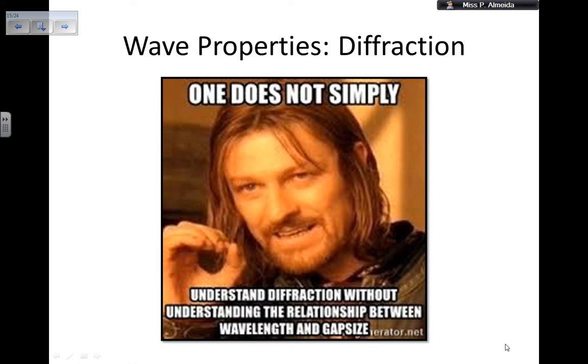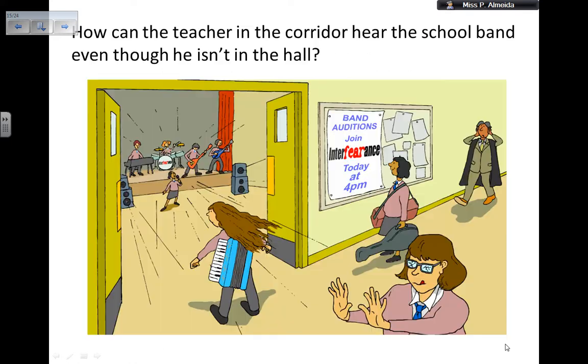Okay, so waves can reflect, refract and diffract. I will also tell you about other stuff about waves, but let's just finish off this first. So, diffraction. Have you noticed that sometimes you can hear the teacher in a corridor or hear the school band even though you are not inside that room? A door is open and you can hear what is going on. So this is diffraction, for example.